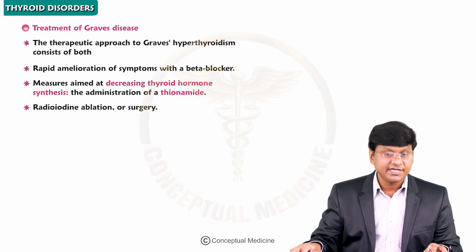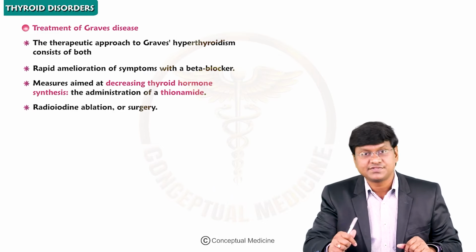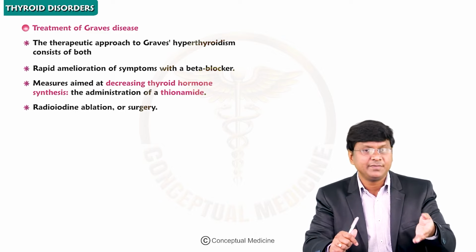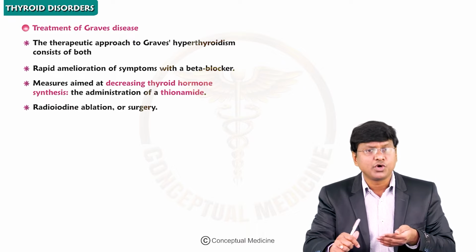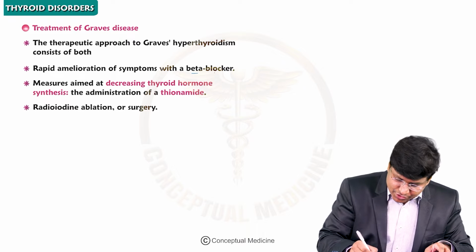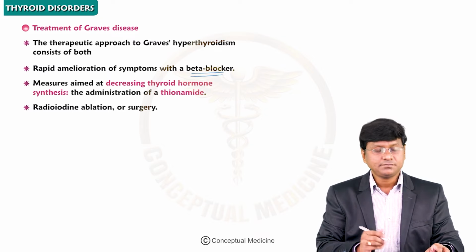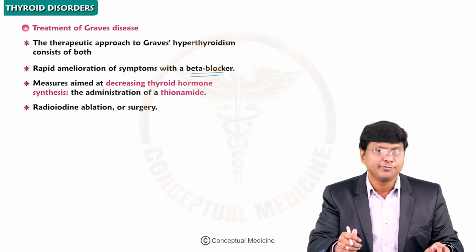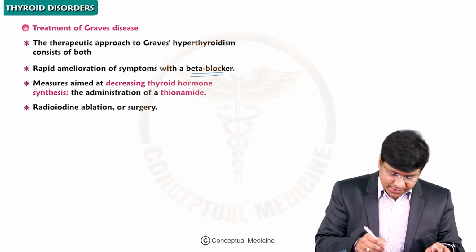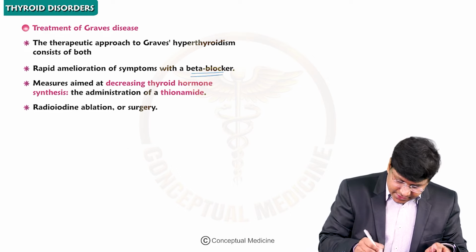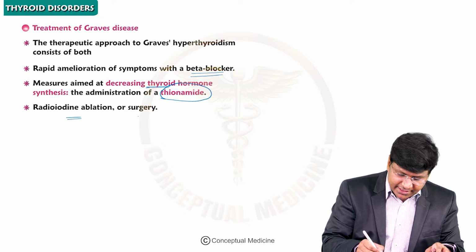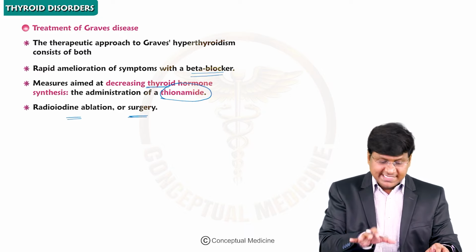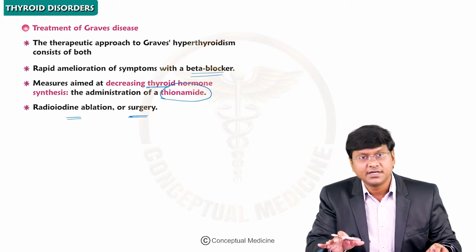Now, so this is about the treatment of hyperthyroidism in pregnancy. But take the treatment of hyperthyroidism or Graves' disease in a non-pregnant female, or the treatment of Graves' disease in a male individual. The options we have are administration of a beta blocker, that is, you need to give propranolol. Why you need to give propranolol, I'll tell you. And measures have to be taken to decrease the thyroid hormone levels, that is, you need to give thionamides. And the other options are radioiodine ablation or surgery. So these are the options of treatment for Graves' disease.